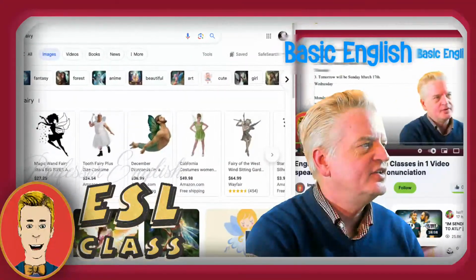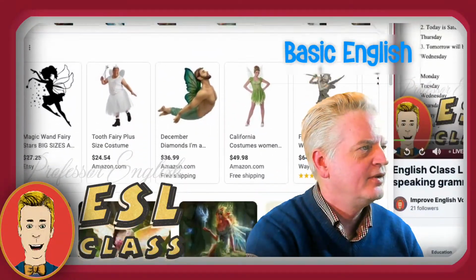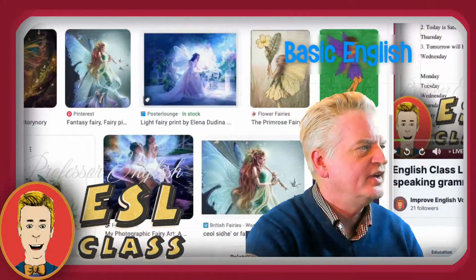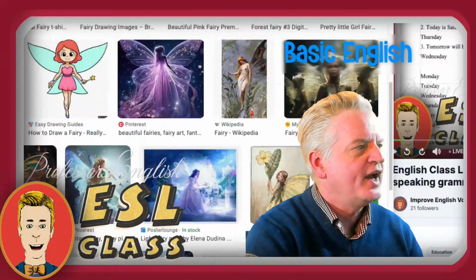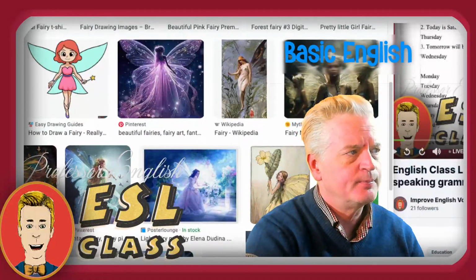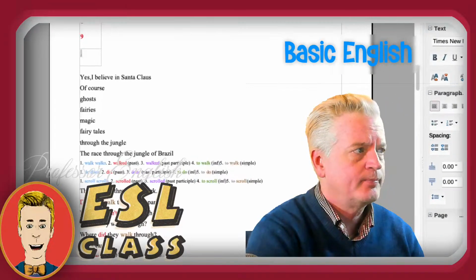These are fairies. They're like little magical creatures. Little teeny magical creatures. So how will you ask me, you believe in fairies? How do you make that question? You believe in fairies? Ask me.